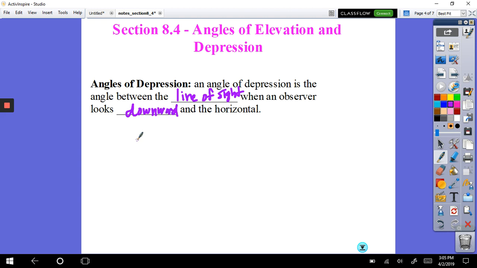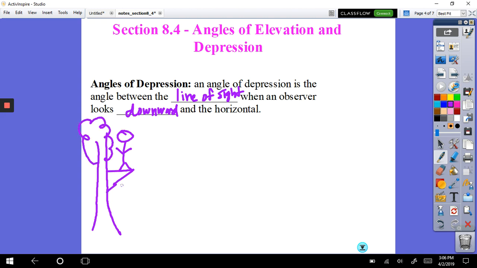So this is where we have somebody up here on top of a mountain, or maybe in a tree stand, looking down at a nice little deer. That's a skinny leg deer, isn't it? Oh yeah, it's a spike.